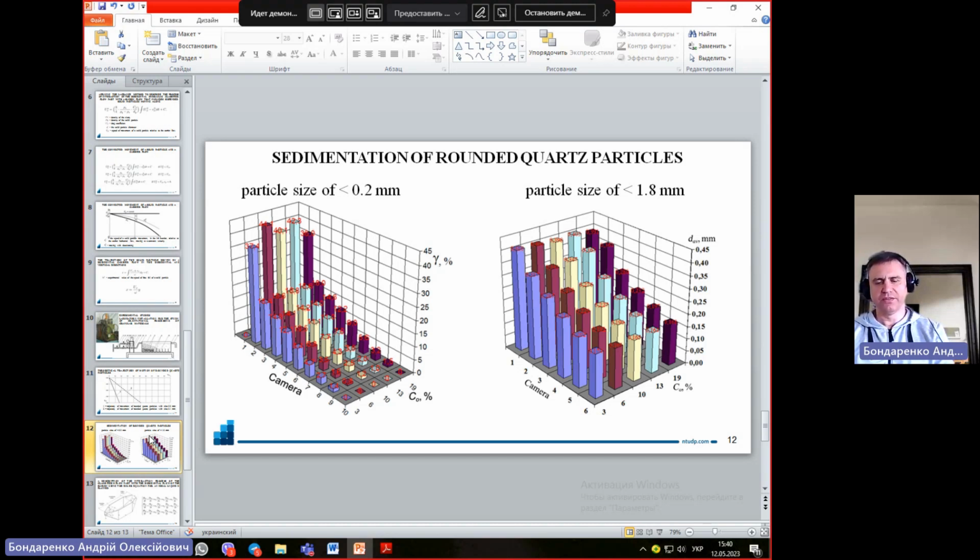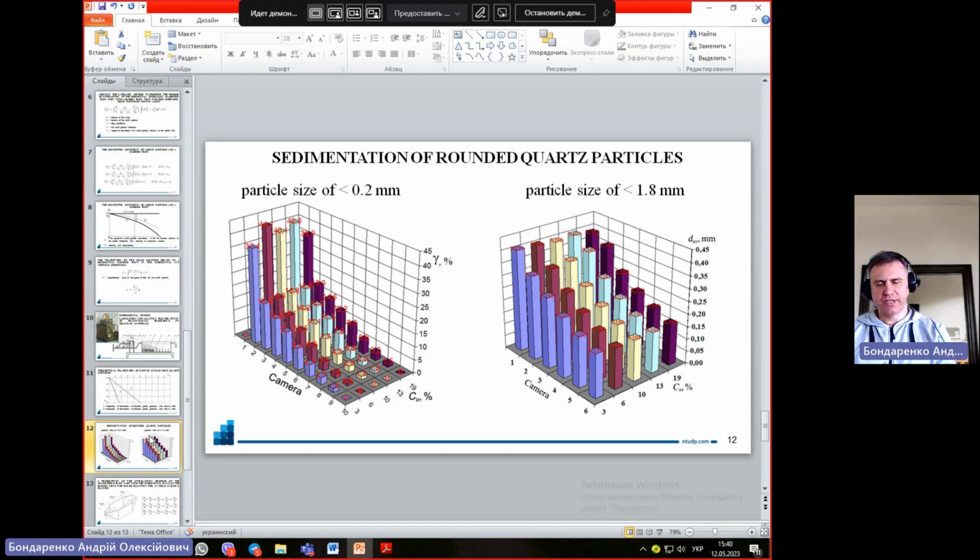An analysis of experimental data from laboratory studies of the movement of rounded quartz particles with a particle size of less than 1.8 mm showed that the influence of the solid concentration in the slurry within from 0 to 20% on the average size of the granular material deposited in the compartments does not go beyond 5%, and the average error is 1.6%.